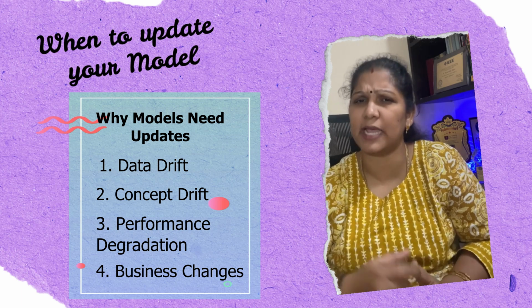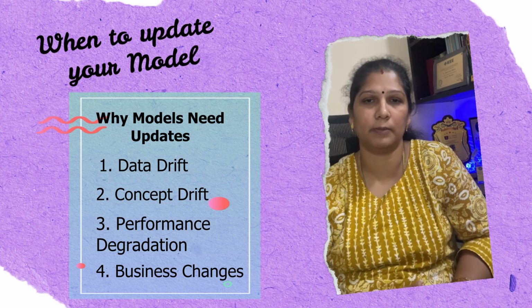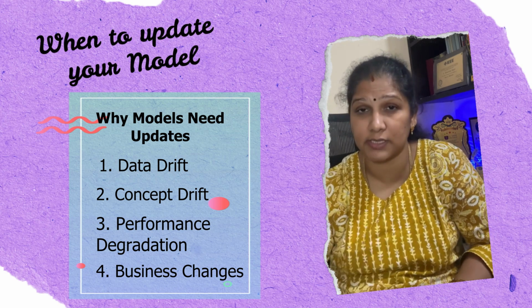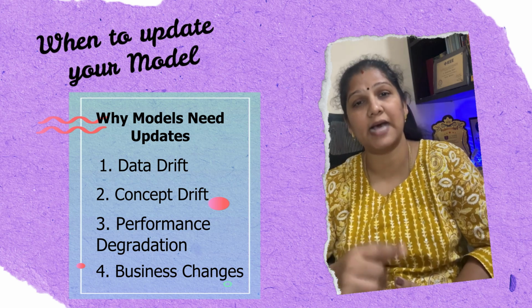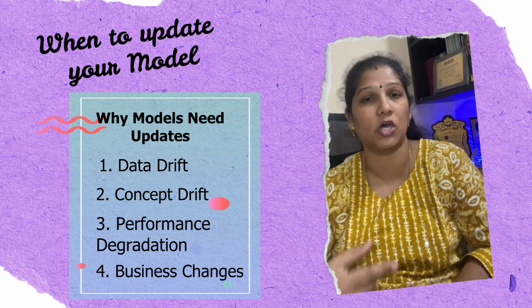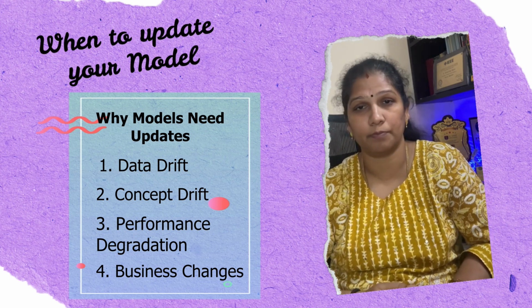Last but not least, business changes. As the business environment evolves, so do the objectives of your model. A recommendation system for an e-commerce site may need to be updated as new product categories are added or as user behavior evolves over time.